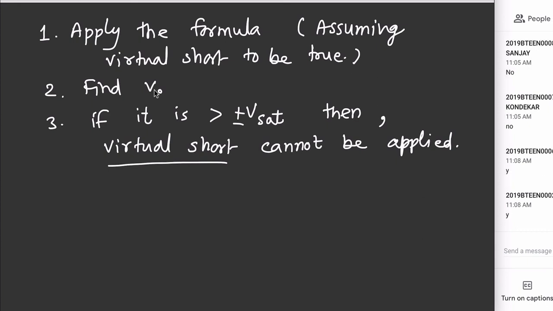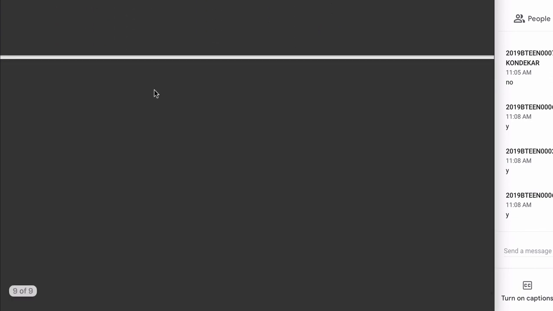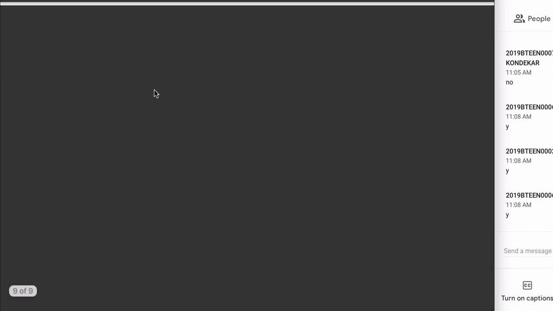Okay. Now, if virtual short cannot be applied, it means Vn is not equal to Vp. Everybody agrees with this? Vn is not equal to Vp. Then what is the value of Vn? Then you can calculate that. So how to calculate that?